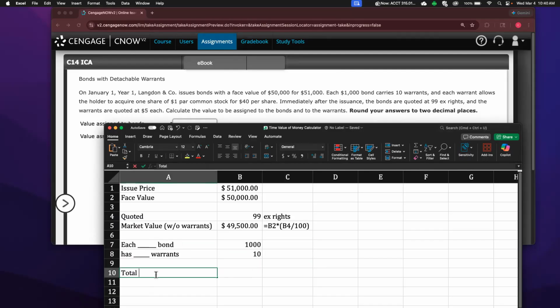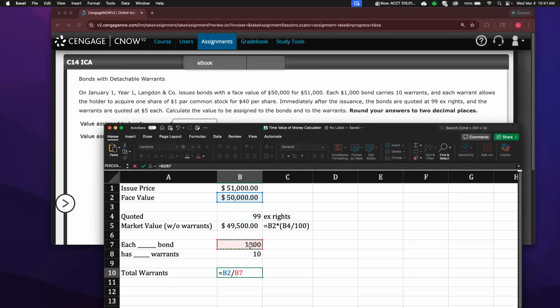So our total warrants is going to equal our face value divided by 1,000 times 10. Our face value divided by the number of bonds times the warrants for each bond. So it's not $500, it would just be 500. We have 500 warrants.